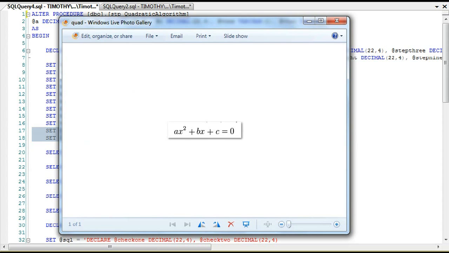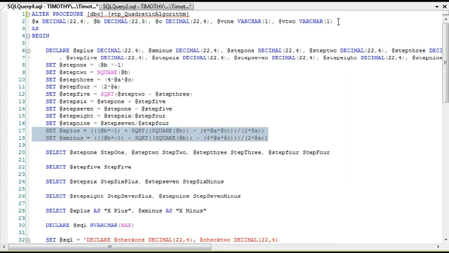For those of you who are unfamiliar, the quadratic equation comes from this formula right here, ax squared plus bx plus c equals 0. I believe the quadratic equation is minus b plus or minus the square root of b squared minus 4ac, divided by 2a. So the a's, b's, and c's come from this formula. You can Google it and get to Wikipedia, and it'll show you the quadratic equation. Notice it's minus b plus or minus the square root of, and that's where you have the x plus and the x minus. That's going to be a different answer.